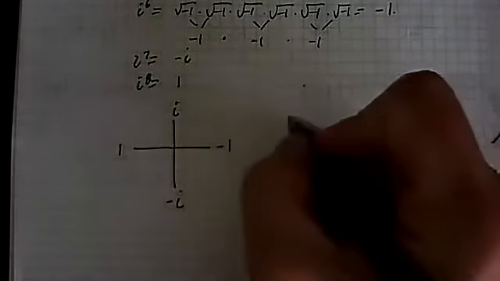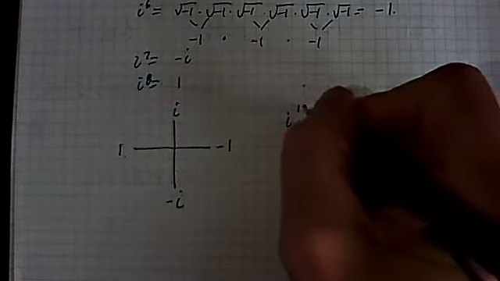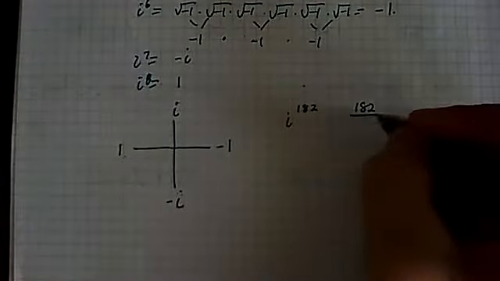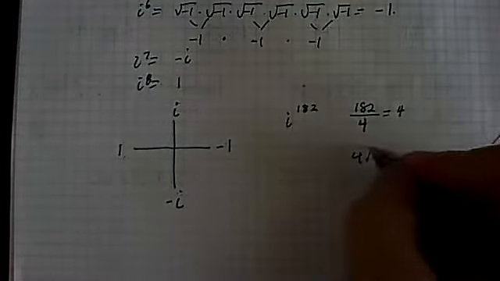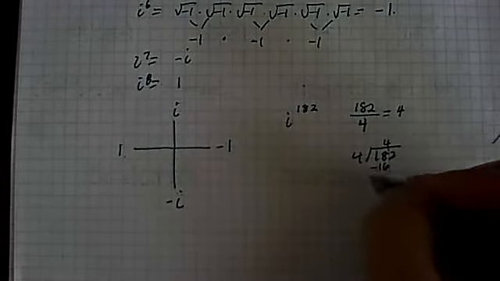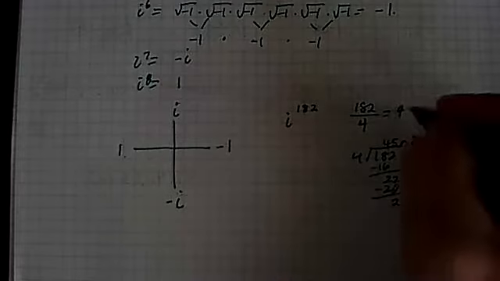So if I take a number like i to the 182nd, all I need to do is take this power and divide it by 4. And that tells me how many full rotations of 4 I'm going to make. Like here's 1, here's 2. How many of those? So if I take 182 divided by 4, let's see what that is. Maybe I should show it to you this way so you see it. So 4 times 5 is 20, and we have a remainder of 2. So this is 45, remainder 2.